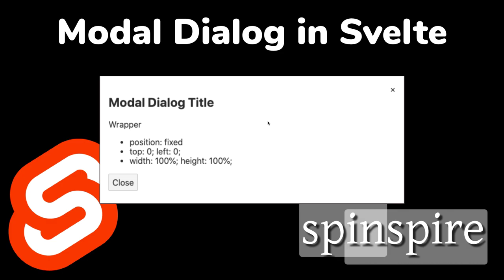Okay, so today I want to talk about how to create a modal dialog in Svelte. Now, if you don't know what a modal dialog is, it's basically a dialog or a window that shows on top of other windows and then blocks you from interacting with the other windows, basically the underneath windows.